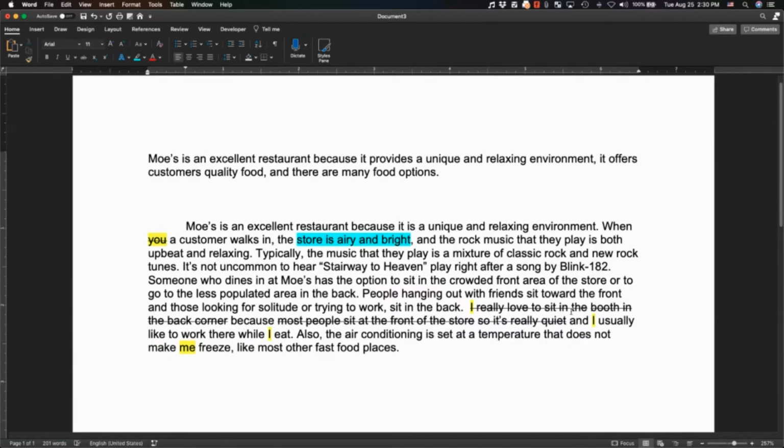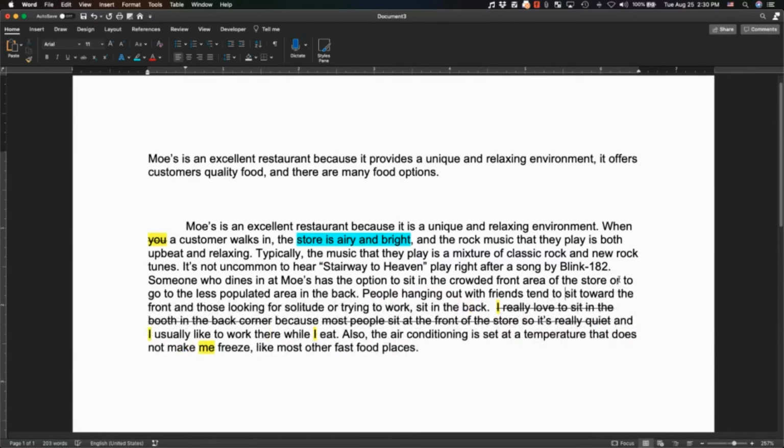People hanging out with friends sit toward the front. I'm going to write tend to, right? Because if we say that they sit toward the front, that implies they always sit toward the front. And you don't want to do that because there is not a single thing that happens 100% of the time. That is the only absolute truth. So people hanging out with friends tend to sit toward the front, and those looking for solitude or trying to work sit in the back, still implying that they tend to, it's not 100%.